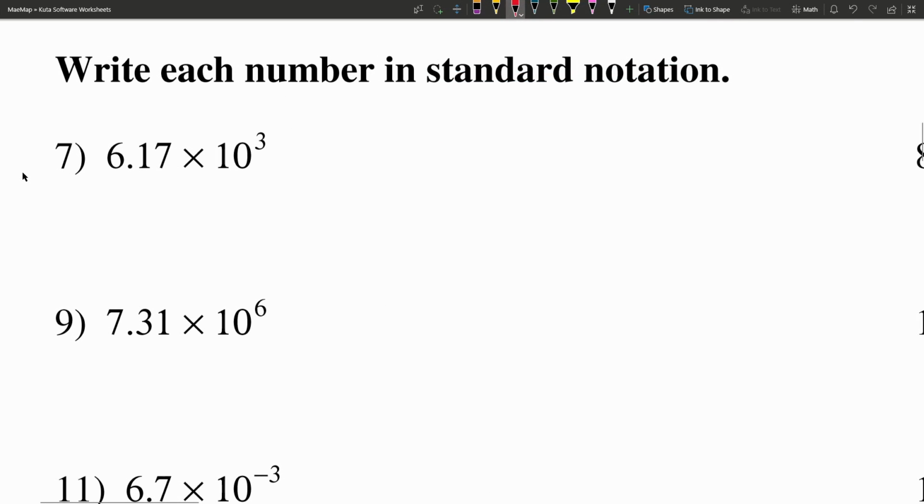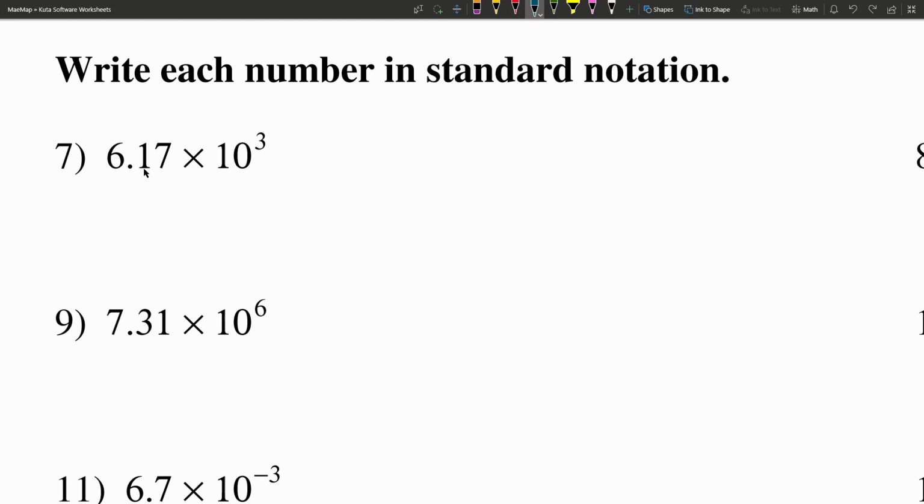Let's move on to number 7. Our directions for numbers 7 through 12 are to write each number in standard notation. So essentially executing this multiplication. But remember, since we're multiplying by tens, we're just going to be moving the decimal place either to the right or to the left, depending on whether the exponent is positive or negative.